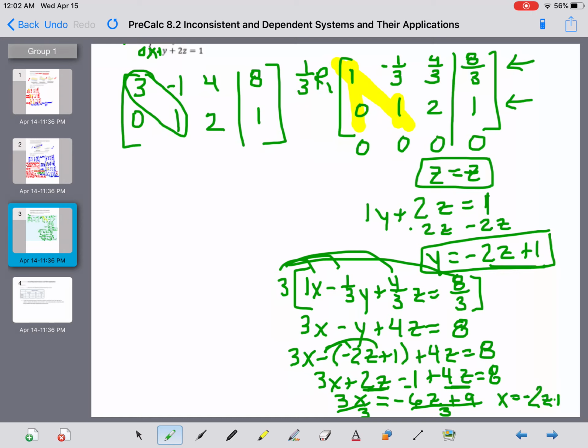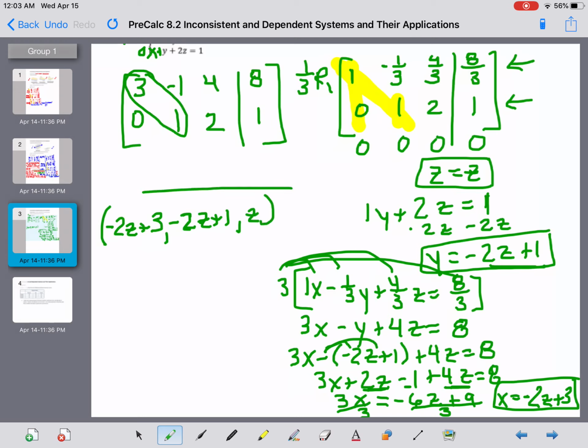So once again, I'm going to write this ordered triple. My x is the first one, so negative 2z plus 3. My y is next with negative 2z plus 1. And finally, my z is just z. So that's how I can represent this non-square system. And it just tells me if I know a z, I can figure out how the relationship of the x and the y will go towards that z.